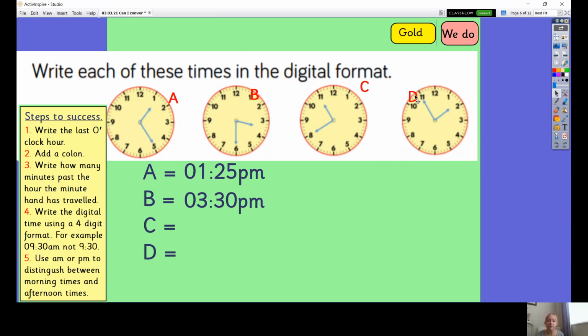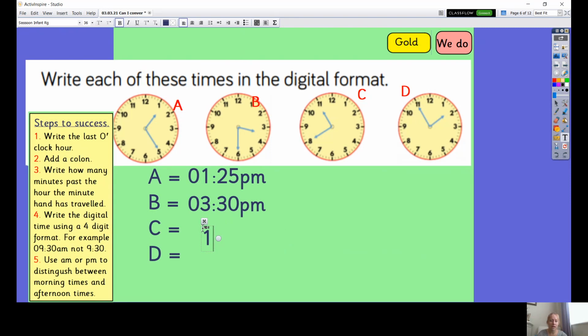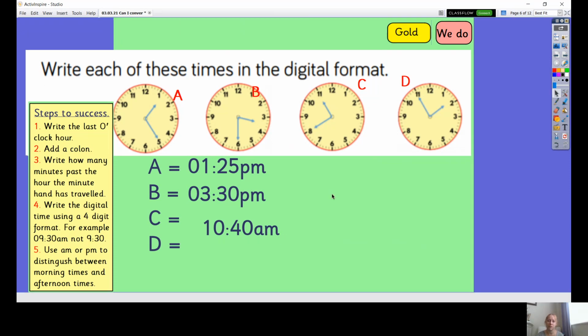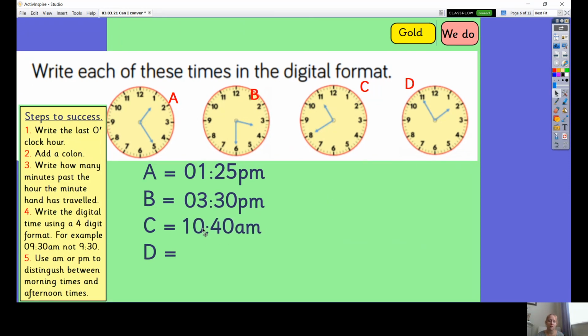Okay, so C, then, the hour hand hasn't gone past the 11 if you look, it's gone past the 10 by quite a lot, but it hasn't got to the 11 yet. So it's going to be 10, and then I'm going to count round to see how many minutes past. 5, 10, 15, 20, 25, 30, 35, 40. So I can write 10. Again, don't need a 0 before because there's 2 digits there already. So it's just gone past the 10 and it's 40 minutes past the 10. We'll have an AM that time just for fun. Again, if you've written PM, that's correct. It's fine. Don't worry about it. I'm more interested in these digits at the moment.